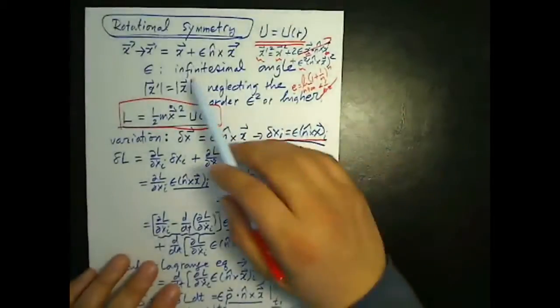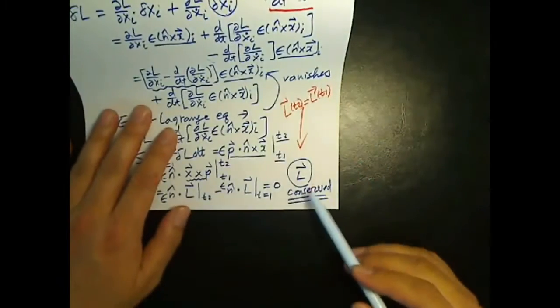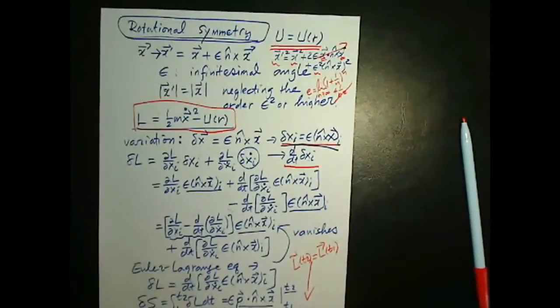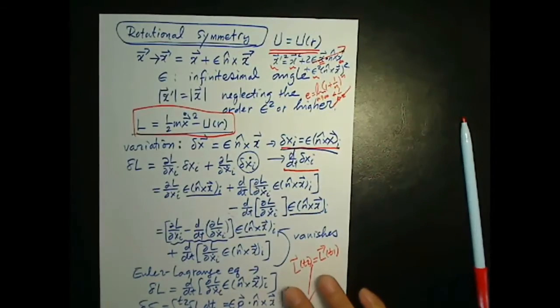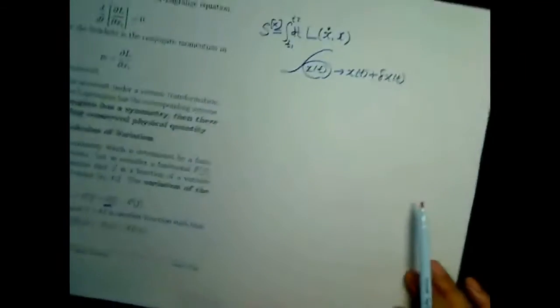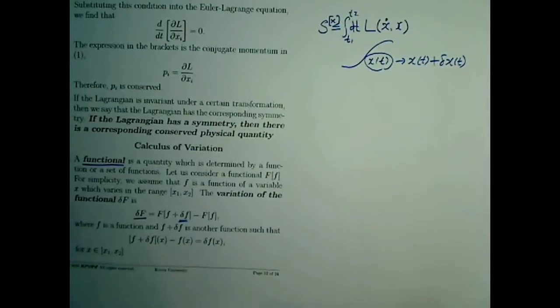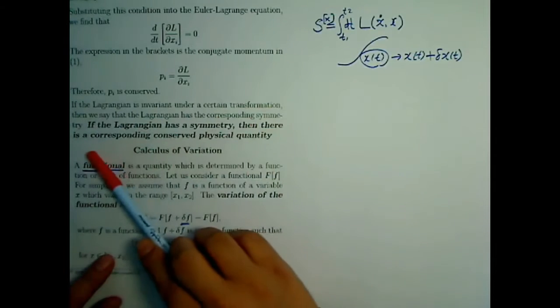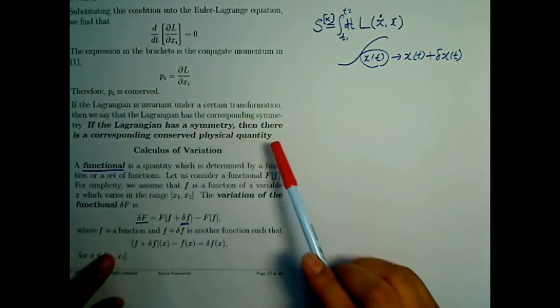Thus, the rotational symmetry of this Lagrangian guarantees that orbital angular momentum is conserved. These are the two major applications of Noether's theorem. So, if the Lagrangian has a symmetry, then there is a corresponding conserved physical quantity.